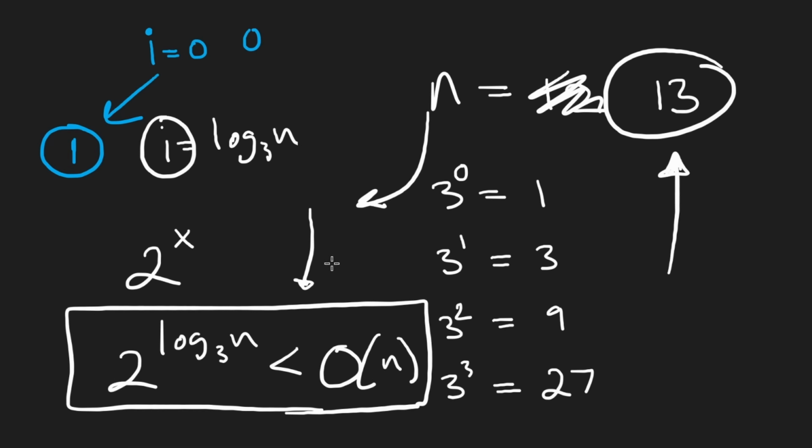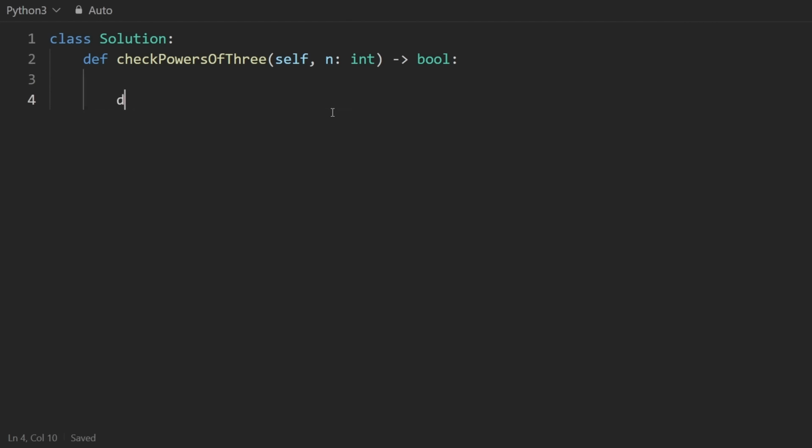Anyways, let's code this solution up, which is pretty much a linear time solution in terms of n. So I'm going to define my function backtrack. I'm going to pass in two parameters, i, which tells us the current power, and of course the current sum, so that we can check if current is equal to n, go ahead and return true.